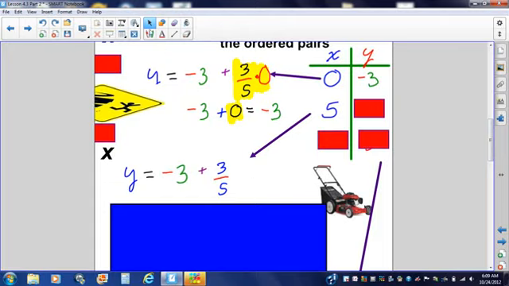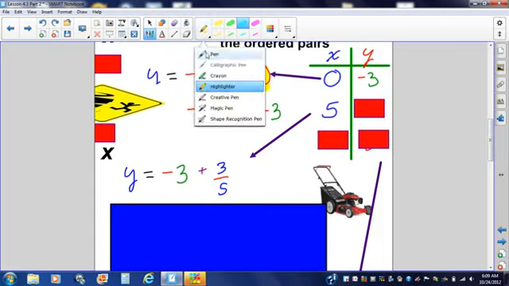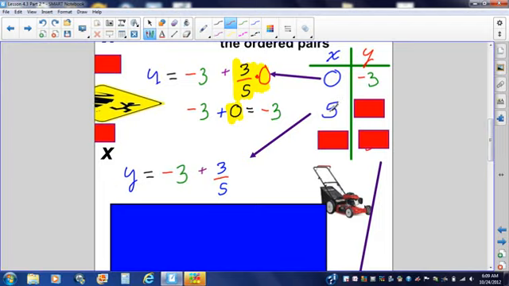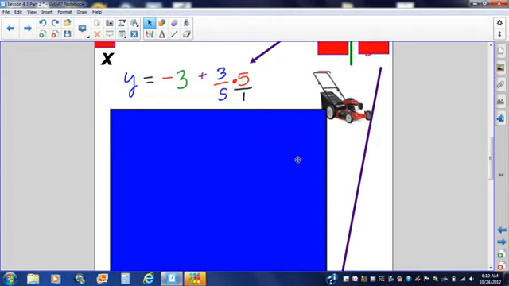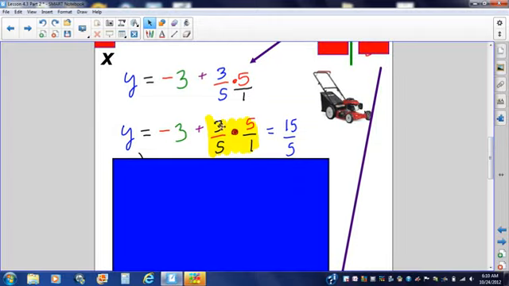I'm going to take out the x. I'm going to put in 5. They were touching each other, so that means multiplication. I am going to make this a fraction by giving it a denominator of 1. So I'm going to do 3/5 times 5 over 1. Top times top, bottom times bottom.